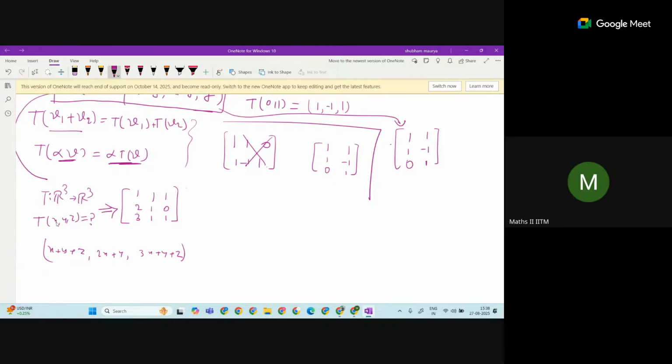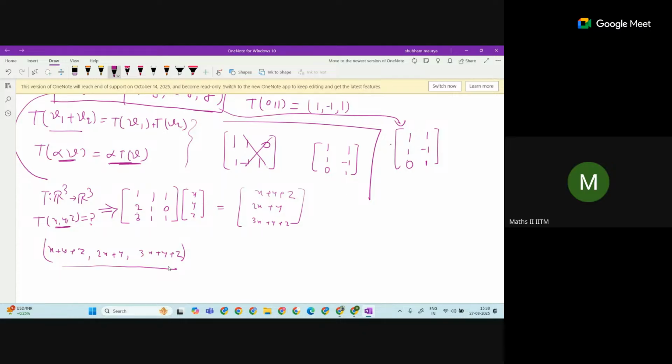You just need to take the variables written vertically as a column and do the matrix multiplication. So this will give a column, x plus y plus z, 2x plus y plus 0z, 3x plus y plus z. This way you can easily get the expression. Whenever you have a matrix, you can get the linear transformation from it, or if you have a linear transformation, you can easily convert it to the matrix representation. So this is one correspondence between the linear transformation and the matrix.